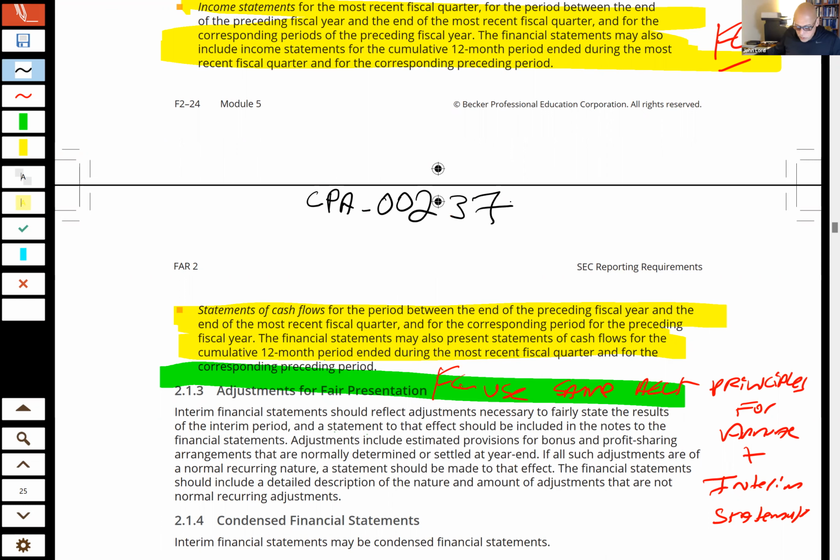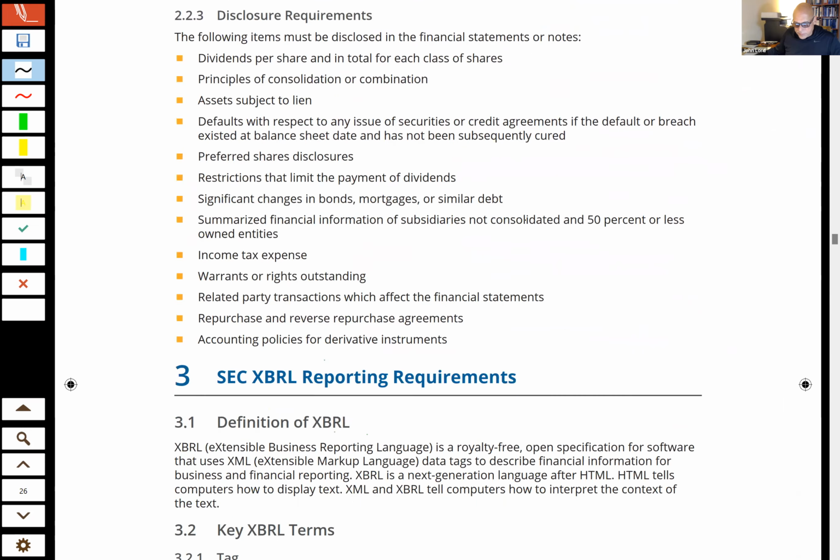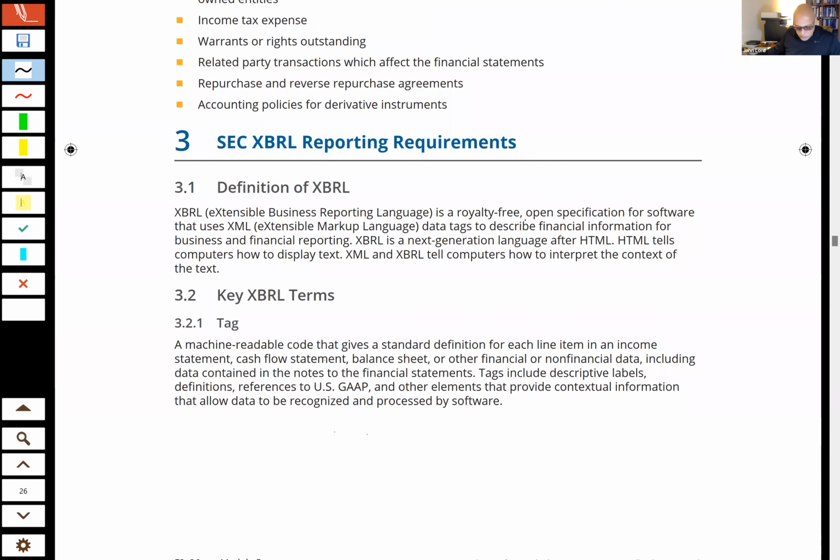Okay, good. Now we get to this XBRL stuff. Sometimes I think the examiners just can't seem to help themselves with a lot of this stuff. But what XBRL does is it puts data tags that reference, right up here, it takes data tags to describe financial information.